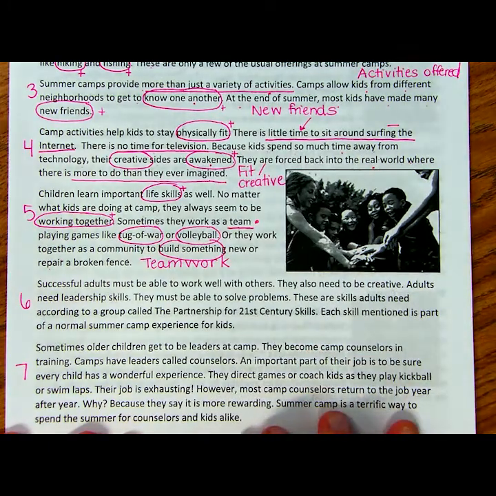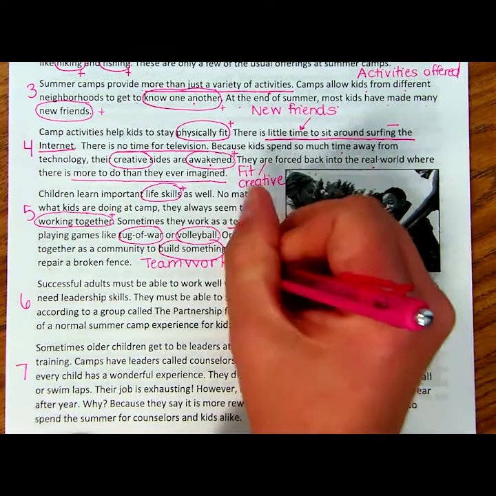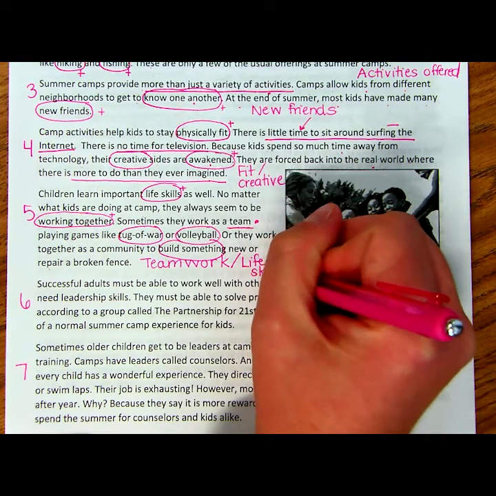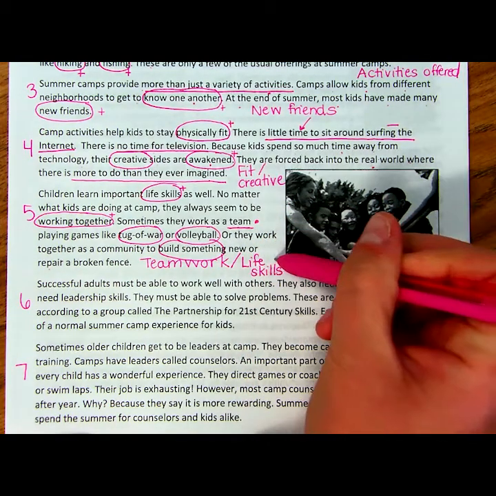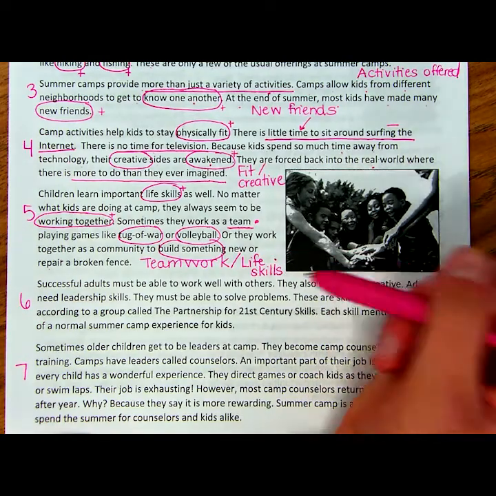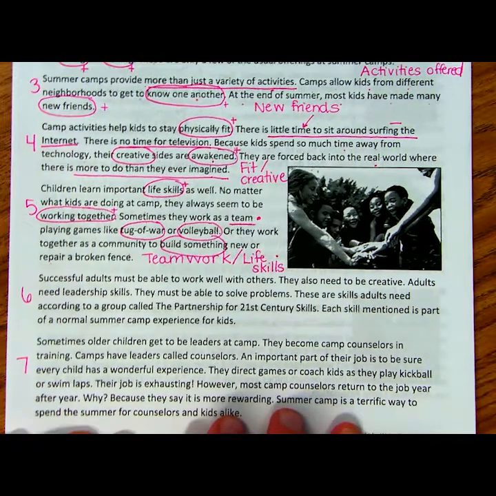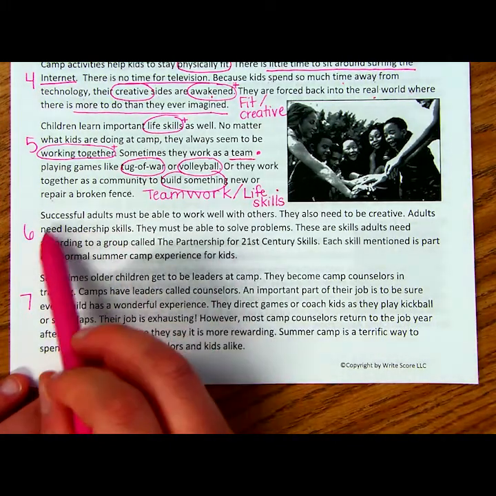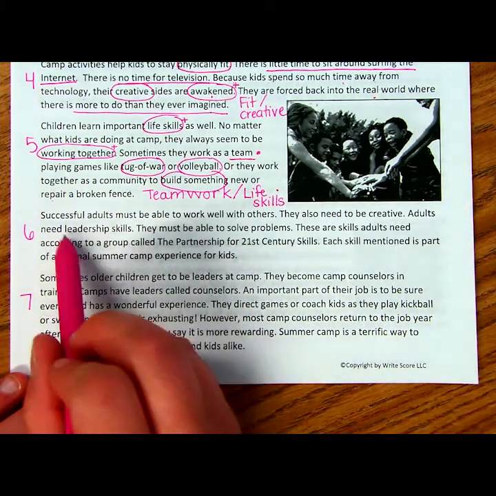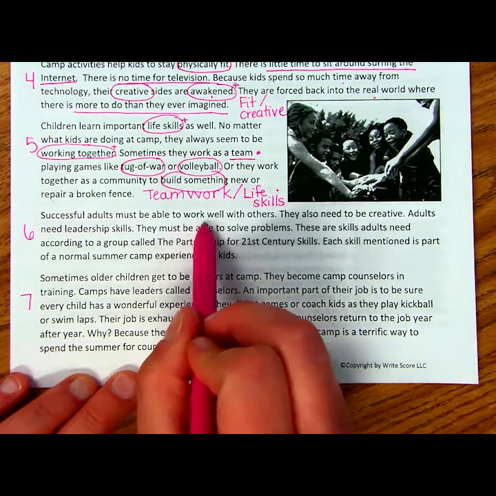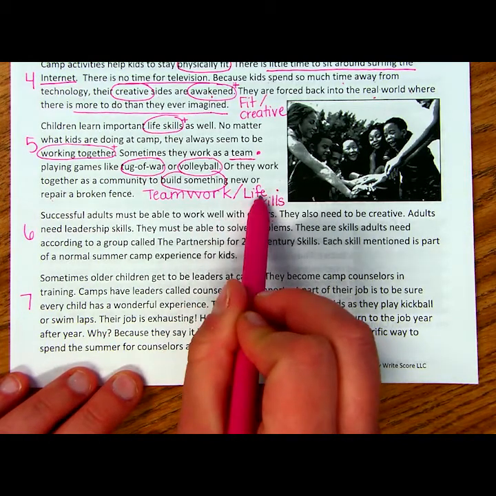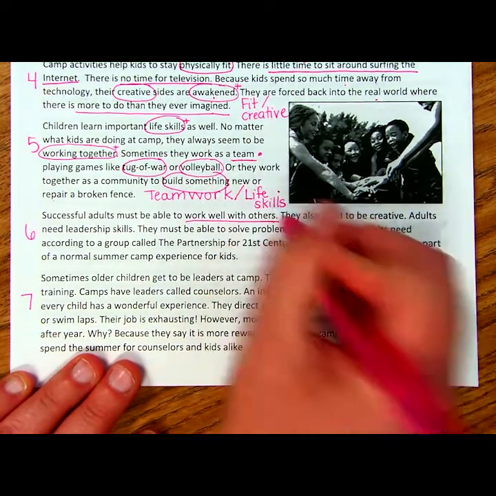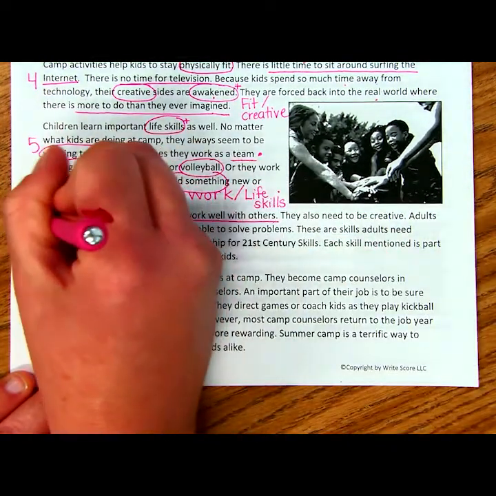Teamwork and also, let's say, life skills. Because we know that being able to work in a team is an example of a life skill. We all have to be able to work with many different people, some of which we may not actually get along with. Paragraph number 6. Successful adults must be able to work well with others. Oh, look, that ties into that idea of life skills. Work well with others. And this is going to talk about successful adults, I guess. I don't know. Let's continue reading.